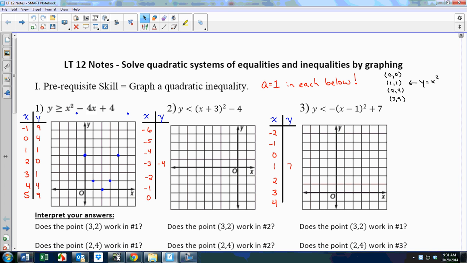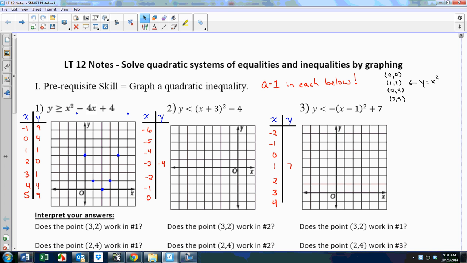Example, well, number 1's not in vertex form, so let's skip it. Let's go to number 2. The h is negative 3 in number 2, and the k is 4. So you would have said left 3, down 4. Agreed? That's why the vertex, negative 3, negative 4, is in the middle of the table already. But what points are you moving? You're moving the points of y equals x squared. 0, 0, 1, 1, 2, 4, 3, 9, 4, 16, 5, 25, square the x.